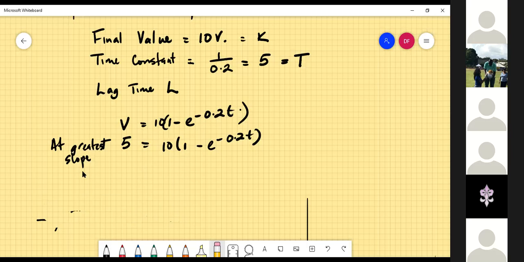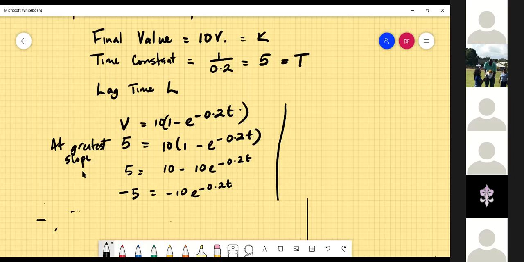So we have 5 is equal to 10 minus 10 e to the minus 0.2 t. So that's going to be minus 5 is equal to minus 10 e to the minus 0.2 t. That is 0.5. ln 0.5 is equal to negative 0.2 t. So t is ln 0.5 over negative 0.2.